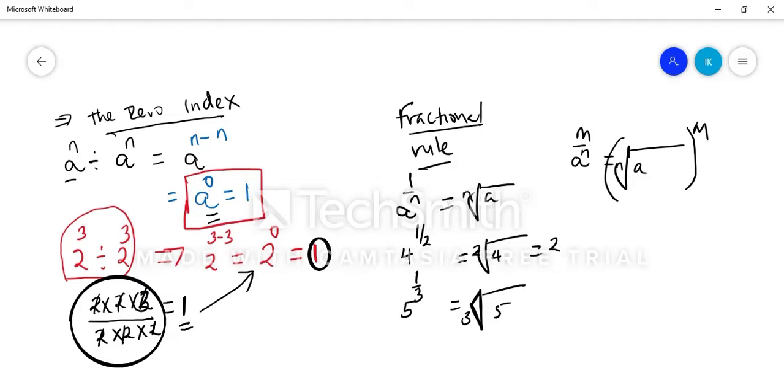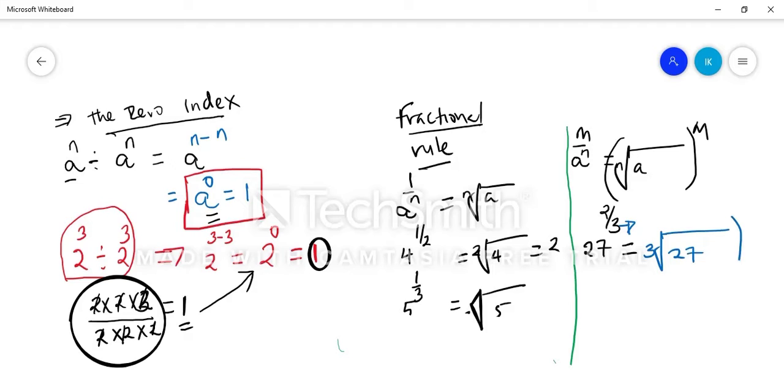Okay, for example, we can have 27 to the power of 2/3. This is equivalent to the cube root. Take the denominator as the nth root. So if it's 3, it becomes cube root. The cube root of 27 to the power of 2. So using the calculator, the cube root of 27 is 3, squared will be 9.